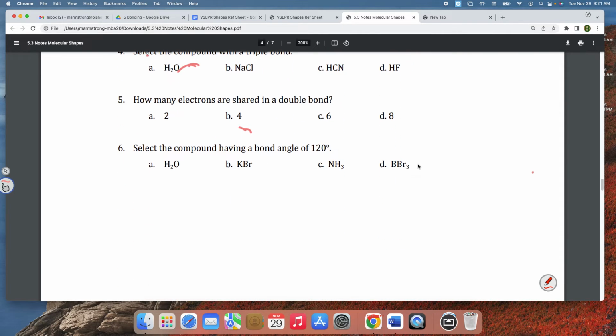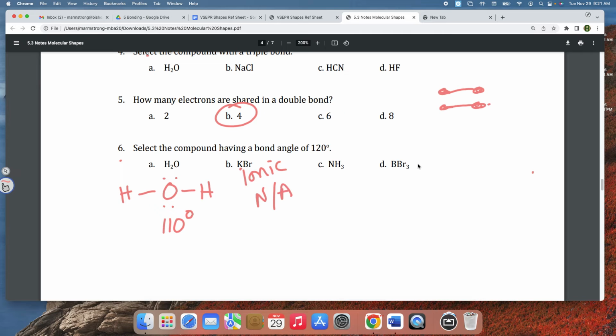How many electrons are shared in a double bond? So a double bond, there's those ones, and there's those ones. So how many electrons? 1, 2, 3, 4. Question 6, select the compound having a bond angle of 120 degrees. Okay, we did water before, and water is 110 degrees. KBr is ionic, so that does not apply, not applicable.